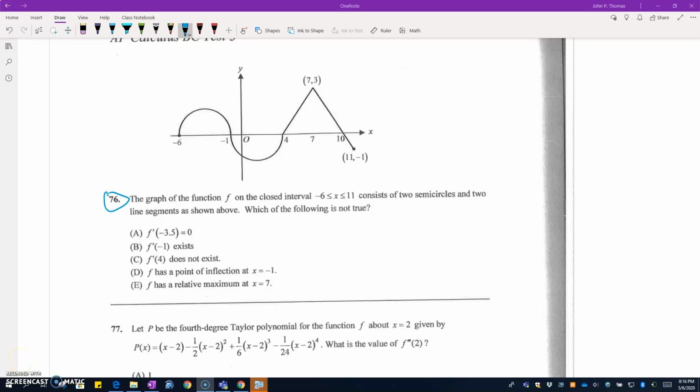Alright, let's take a look at the most missed problems. We're going to start with number 76. It says the graph of the function f on a closed interval -6 to 11 consists of two semicircles, two line segments, as shown above. Which of the following is not true?